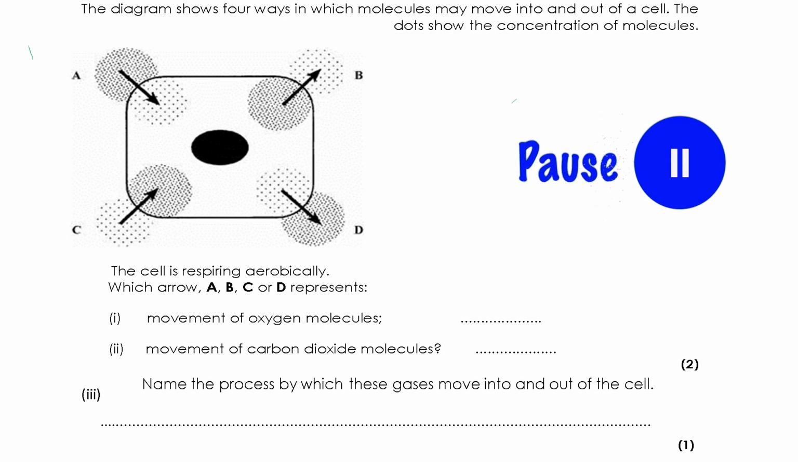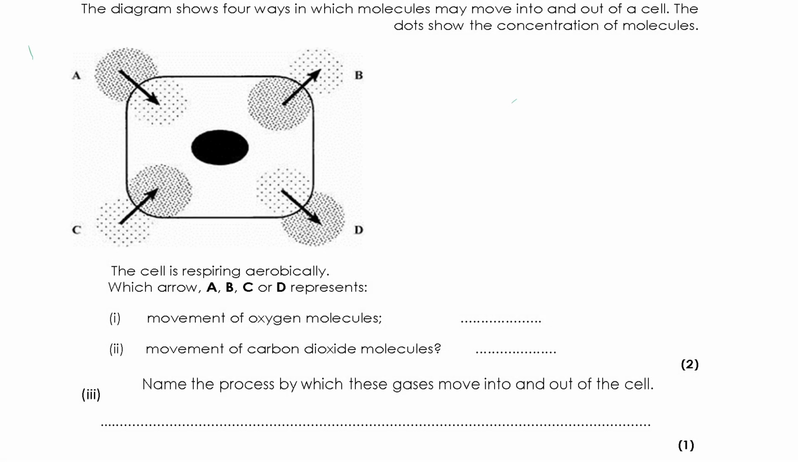Now we're going to have a look at some questions. You may wish to pause and have a go yourself before we go through the answers. So for the first question, we have a diagram which shows molecules moving in and out of the cell. The dots show the concentration of the molecules, and this cell is respiring aerobically. Question 1 asks which of those areas shows the movement of oxygen molecules in the cell.